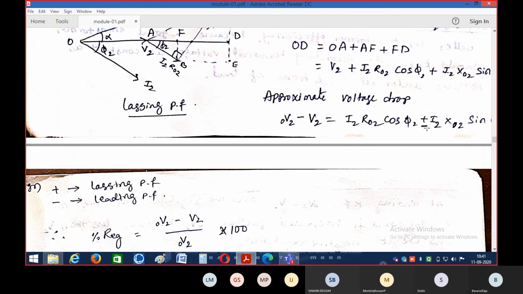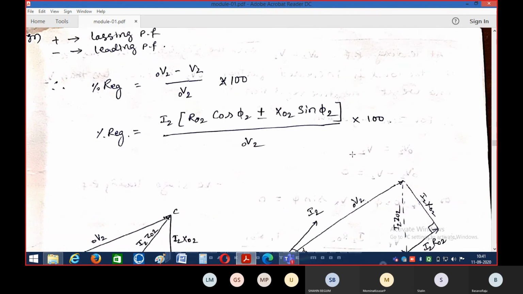Okay. So in case you have leading power factors, we will use the minus sign. In case you have lagging power factors, we will use the plus symbol. Okay.